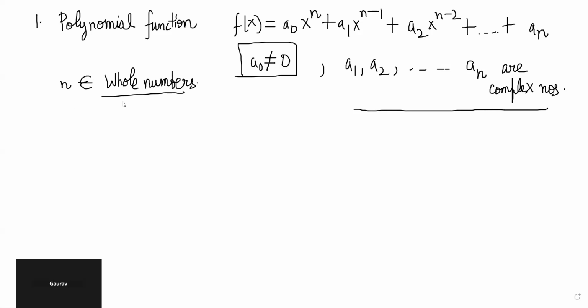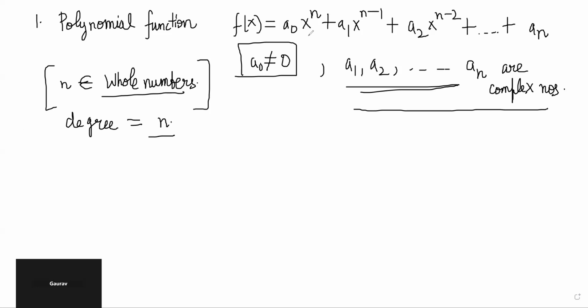So n could be 0, but that will make it a constant polynomial. But it cannot be negative. It has to be 0 or natural numbers, right? If powers are negative, then it is not a polynomial. And these coefficients can be complex numbers, and this type of function is known as a polynomial function. Then the degree of the polynomial is basically the highest power, right? In this case, the degree is n. If you think about it, the domain of this function is x belongs to real numbers.